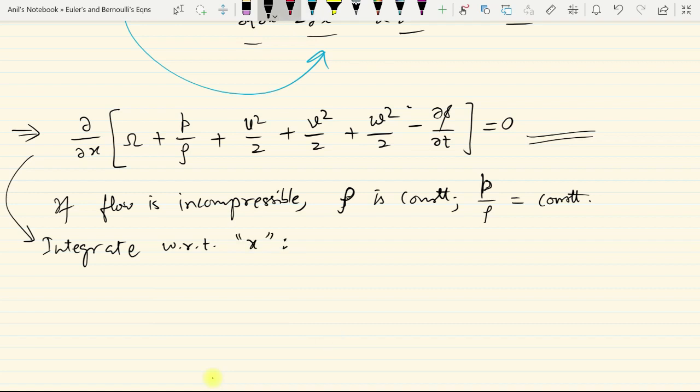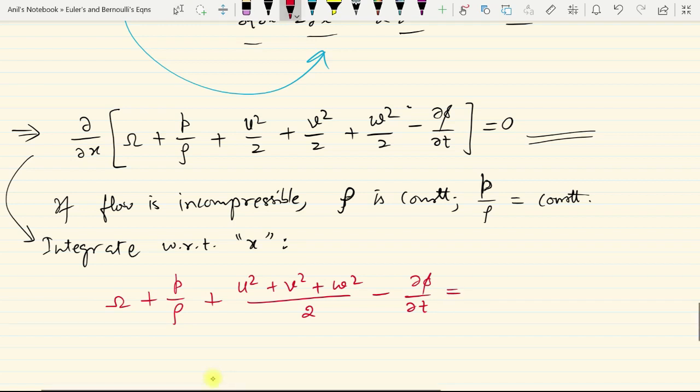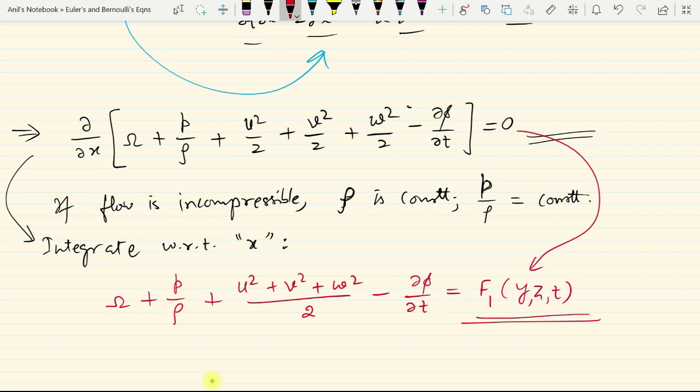So what do we get here? After differentiation, we get omega plus p by rho plus (u square plus v square plus w square) by 2 minus del phi by del t, and it should be equal to some function of y, z and t. This can be a function of y, z and t, because when we differentiate it with respect to x partially, we will get 0.